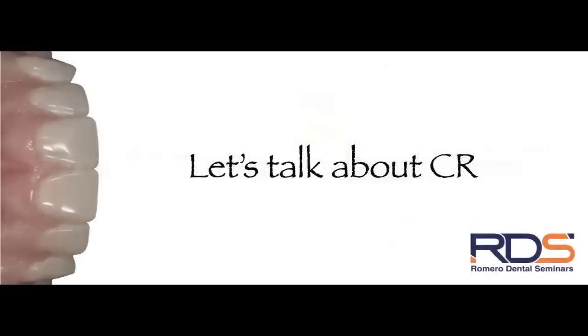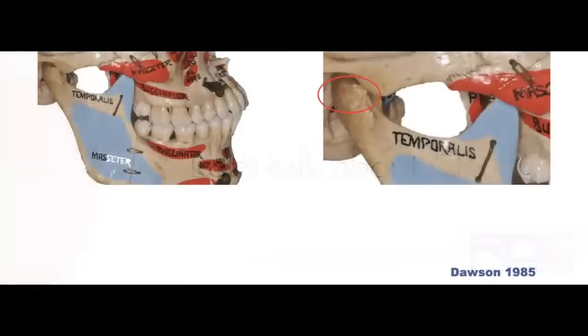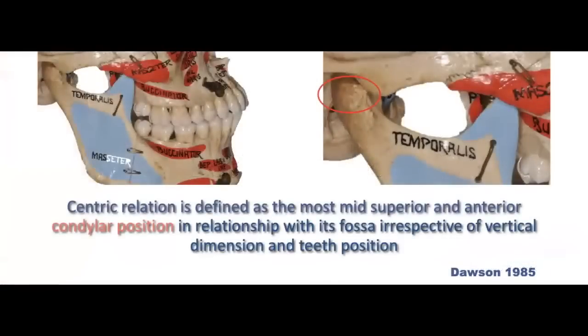And actually, we're going to get into it right now. We're going to talk about centric relation, because now that we know the anatomy, now that we understand the shape of the glenoid fossa, and the way that the medial pole of that condyle sits in that medial vertex of the glenoid fossa, we now have to go into the actual concept and try to understand this concept of centric relation.